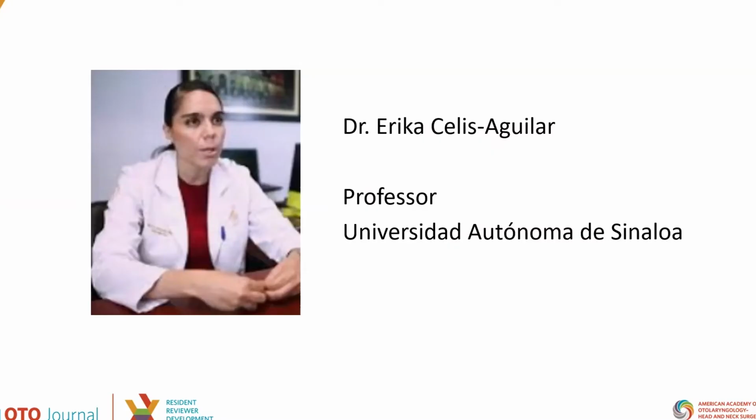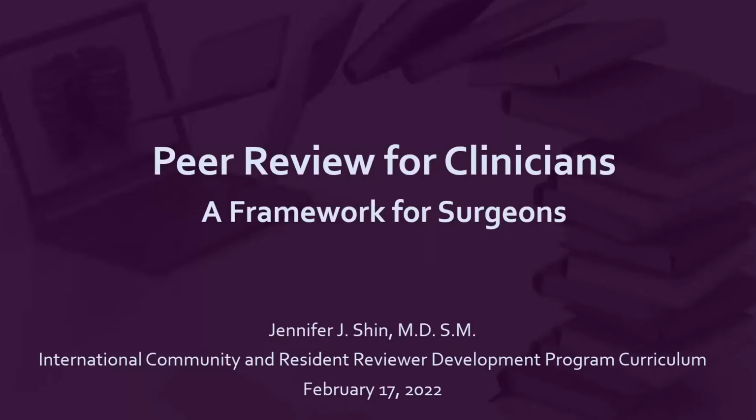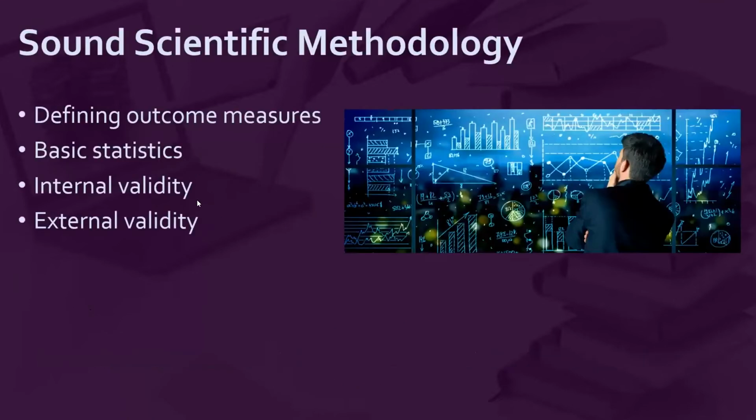So thank you. We're going to switch gears a little bit next and just talk about peer review for clinicians. Recognizing that most folks who are interested in being peer reviewers don't necessarily come from a background of epidemiology or statistics, typically they come from a background of surgery. And so we're going to talk about four topics: defining outcome measures, basic statistics, internal validity, and external validity.